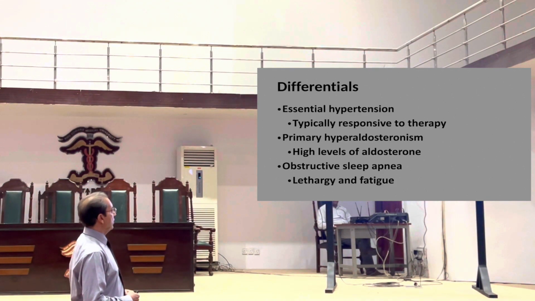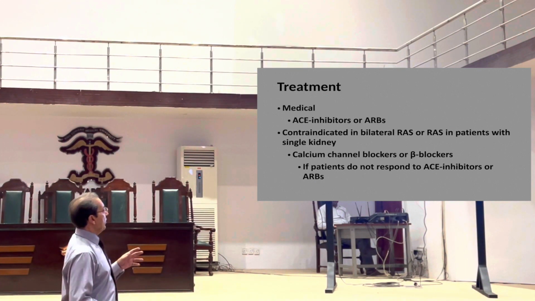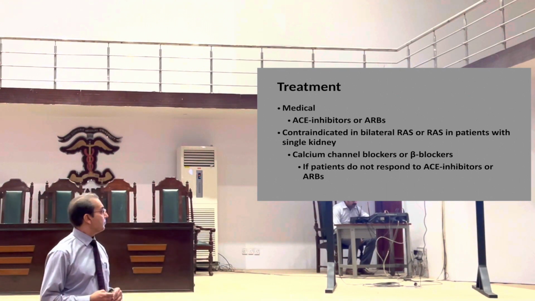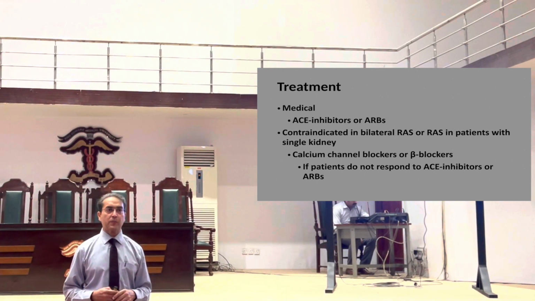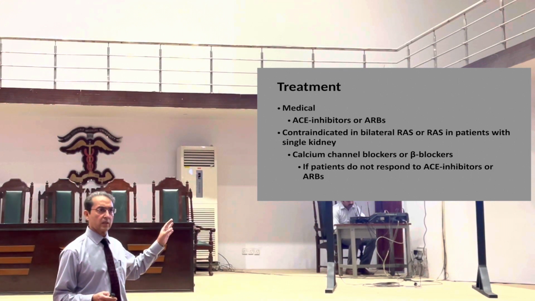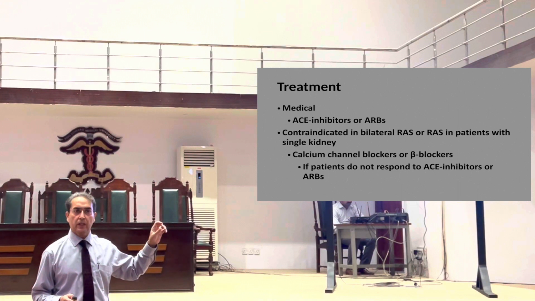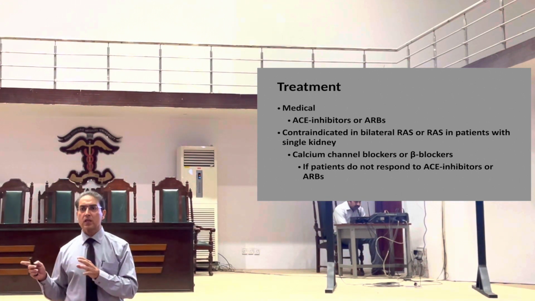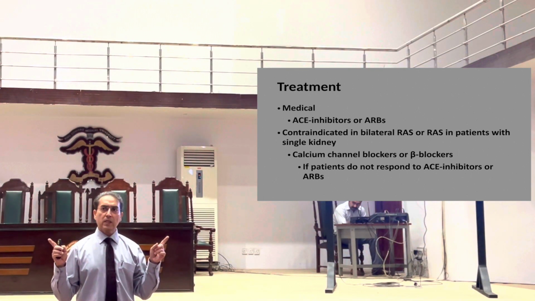Differentials are essential hypertension, primary aldosteronism, obstructive sleep apnea. Medical treatment is ACE inhibitors or ARBs. Contraindicated in bilateral renal artery stenosis. When you are suspecting that both kidneys are affected, start some other drug, not the RAS drugs. Or especially if a patient has one kidney and it is stenosed artery, you don't start this. If you have got two kidney, one is stenosed, you can start ACE inhibitors or ARBs. But if both are stenosed, don't start ACE inhibitors or ARBs.